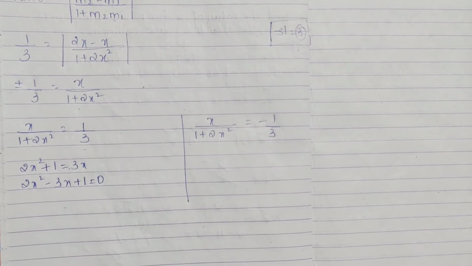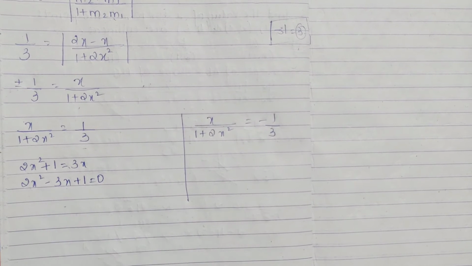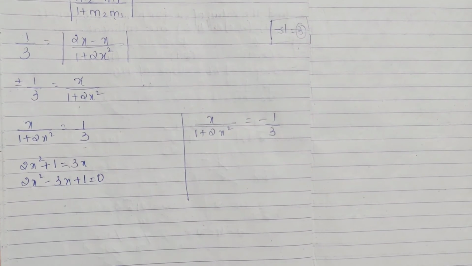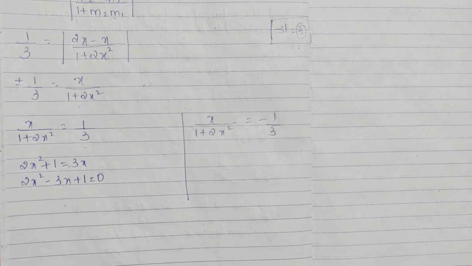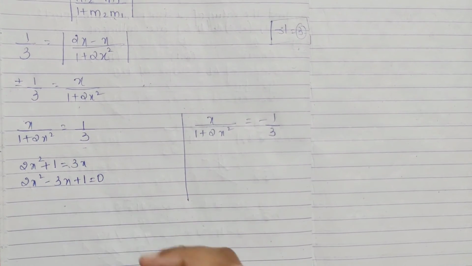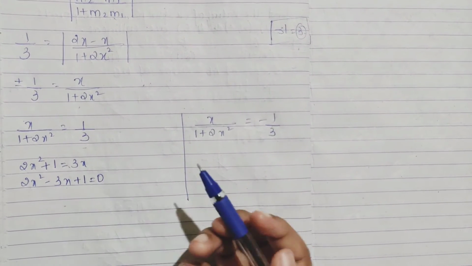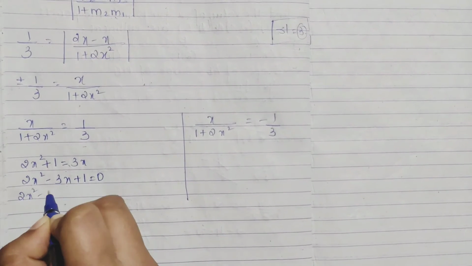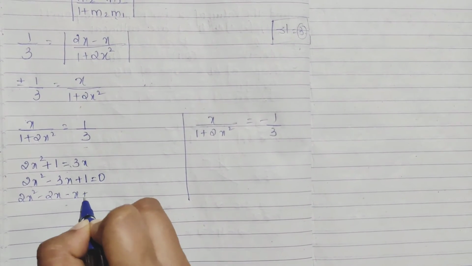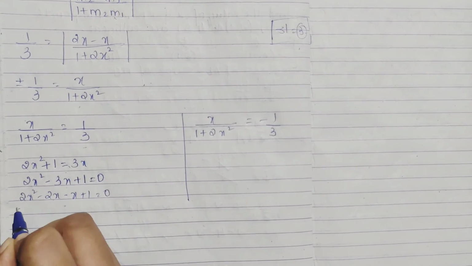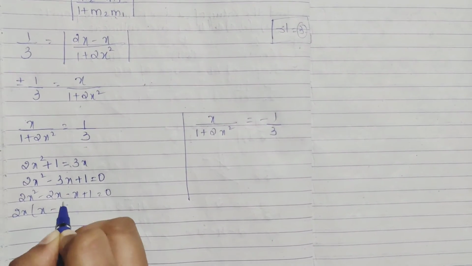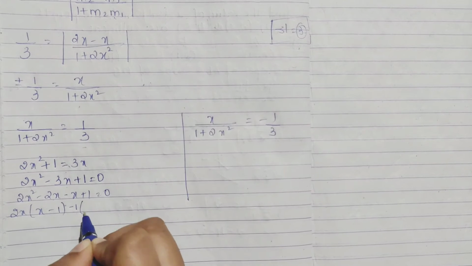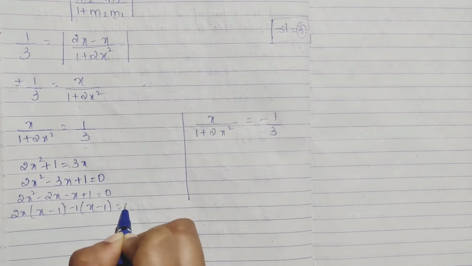So we can do it by the factor method or by the D method, that is, the quadratic formula. Either that or this, but I guess directly by factors you can split minus 3x as minus 2x and minus x, plus 1. From the first two terms, 2x is common, and you will be left with x minus 1. From the other two, you can take minus 1 common, and you will be left with x minus 1.